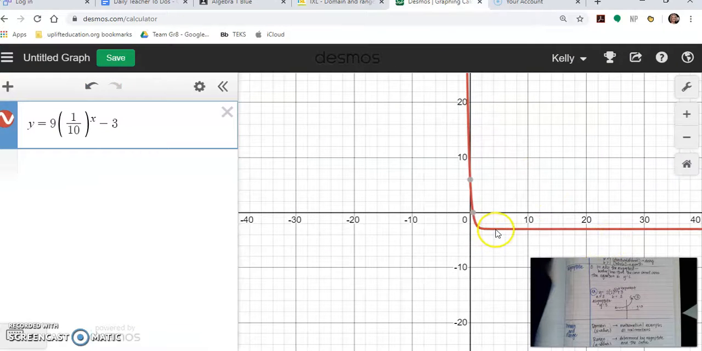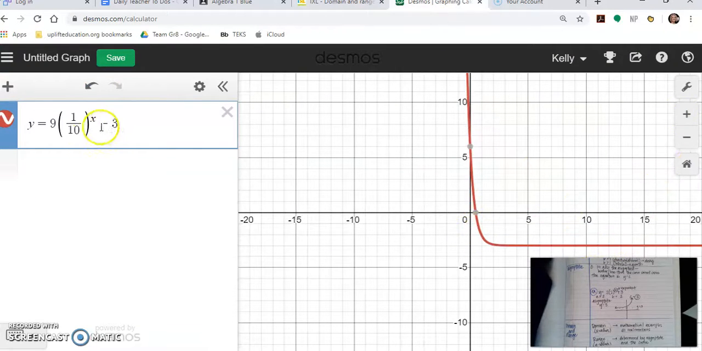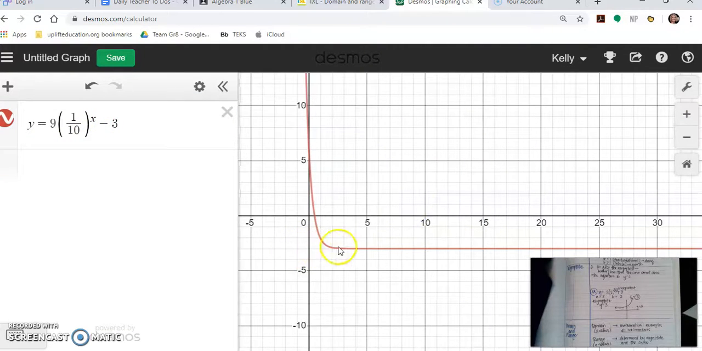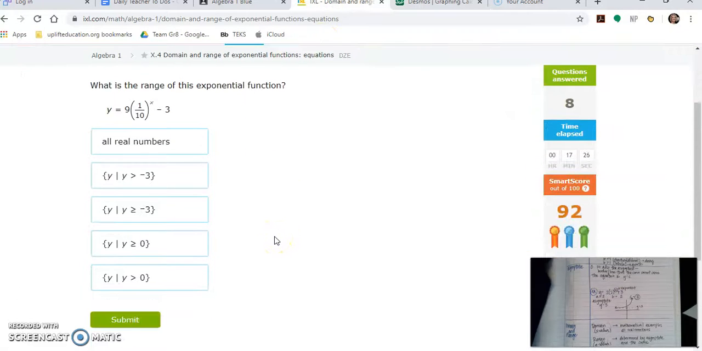Okay, so my asymptote is at -3. That's what this back number means: it is the boundary that my graph does not cross over, here at -3. So all of my range values, all of my y values, are greater than that -3 value. So my range is y is greater than -3.